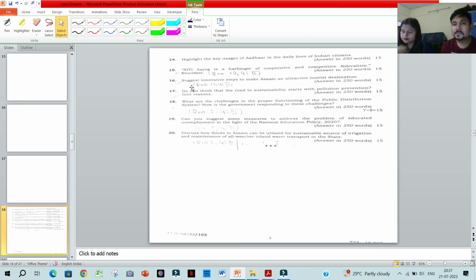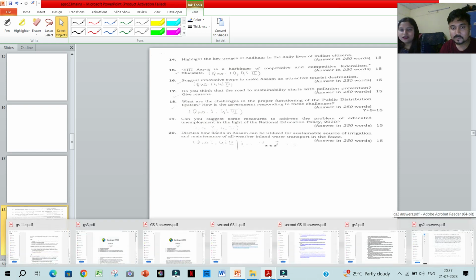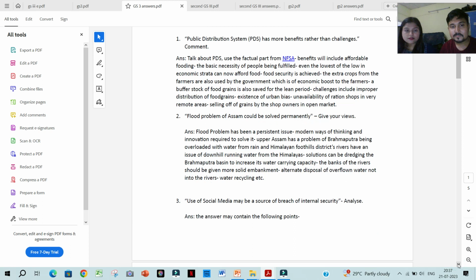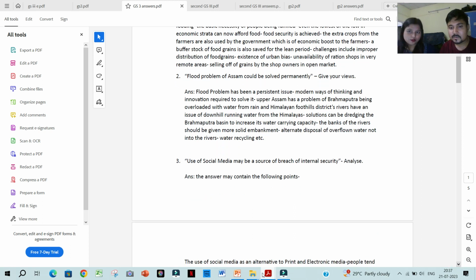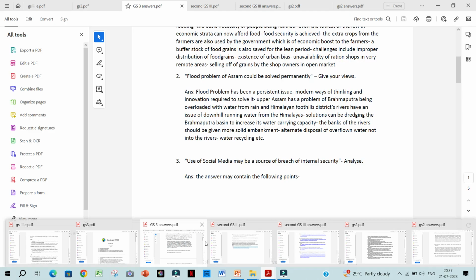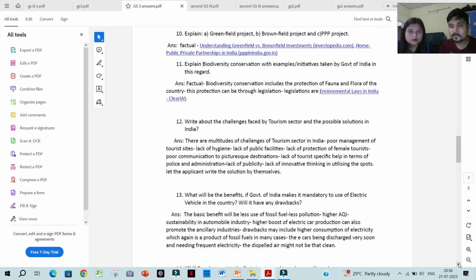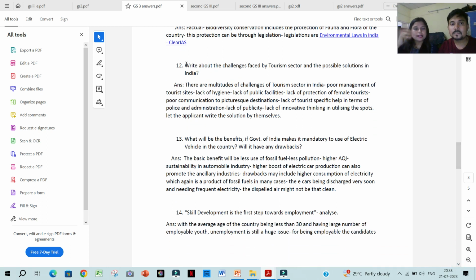Next, I say suggest innovative steps to make Assam an attractive tourist destination. We also asked about it, and we are very happy that we are able to think inside the mind of the government. We asked about tourism in many places of our paper, for example in GS3: write about the challenges and possible solutions in India. So we asked what are the challenges faced by the tourism sector and the possible solutions in India.